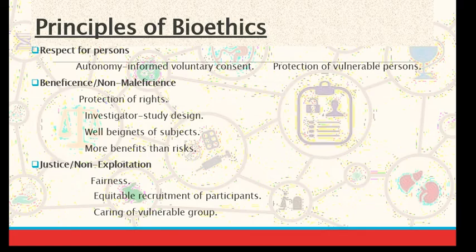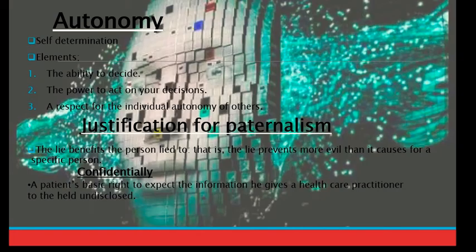Principles of bioethics. Everything has its basic principles. First of all, respect for person. Autonomy means informed voluntary consent or protection of vulnerable persons. Next is beneficence or non-maleficence. It includes protection of rights, investigator, study design, well-being of subjects, or more benefits than risk. Justice and non-exploitation: it includes fairness, equitable recruitment of participants, caring for vulnerable groups.